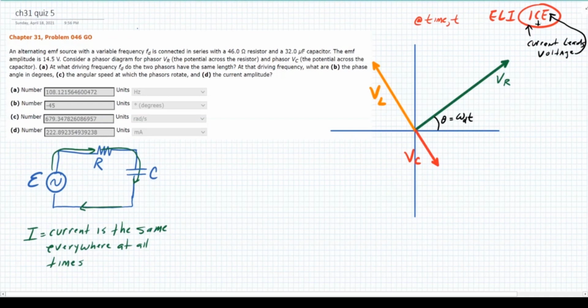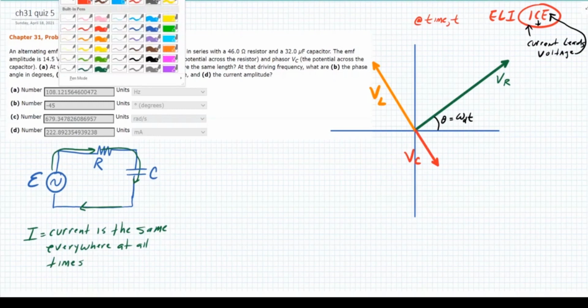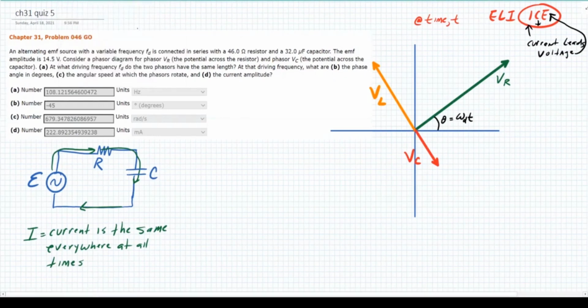That's why there is no phase shift between the current and the voltage drop across the resistor. That's why these are always lined up. This purple current vector and this green resistor vector are always perfectly in phase, whereas this is always going to be 90 degrees, and this is always going to be 90 degrees. So anyway, that's a phasor diagram.